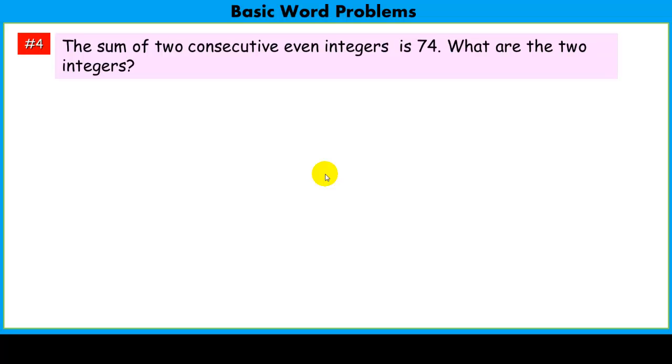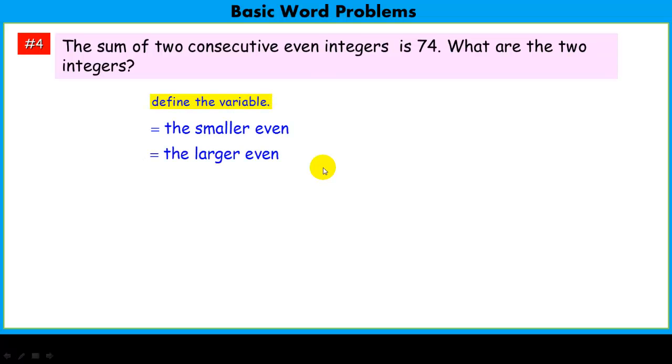Number 4: the sum of 2 consecutive even integers is 74. What are the 2 integers? Well, we have a smaller even and a larger even. Two consecutive means two integers in a row. What's the difference between any 2 even integers? Think of 2 even ones, like 12 and 14. What's the difference here? We add 2. Going up to the next one, 16, we add 2.